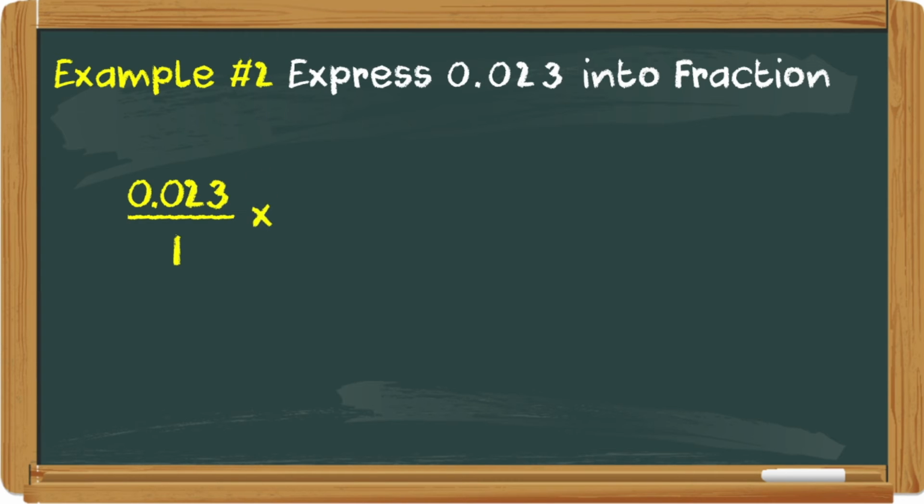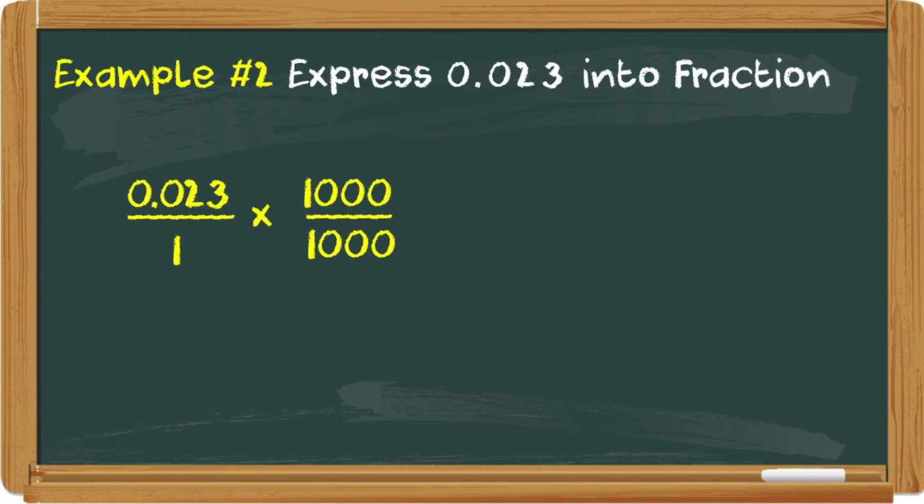Step 2, multiply both numerator and denominator by 10 for every number after the decimal point. Since there are three numbers after the decimal point, that is 10 times 10 times 10, so we will multiply both numerator and denominator by 1,000 over 1,000.